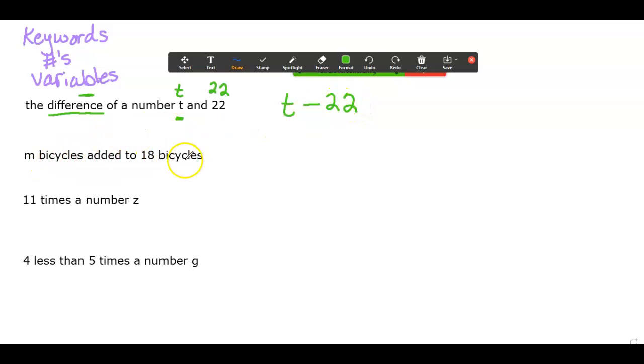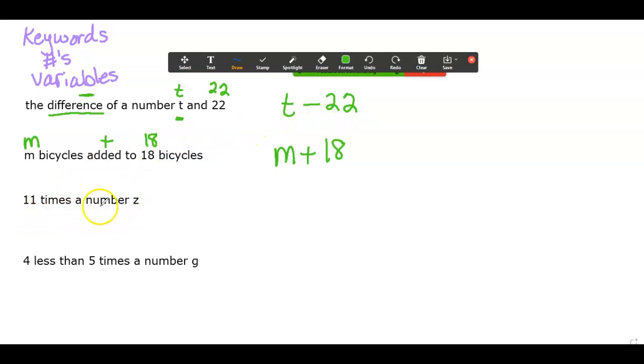Okay, going down here. I have M bicycles added to 18 bicycles. Well, my variable is M. My operation is addition. And my number is 18. Well, look at that. There's my algebraic expression: M plus 18. If you're looking for these 3 things, it's going to help you out a lot.